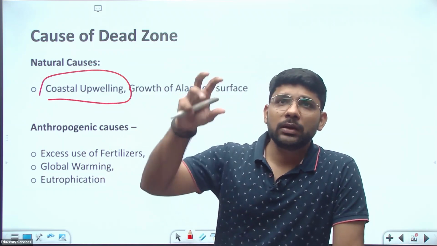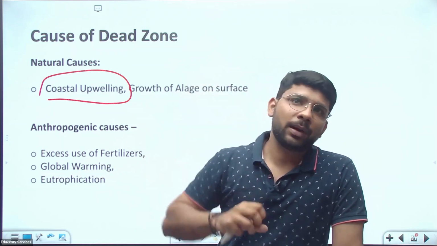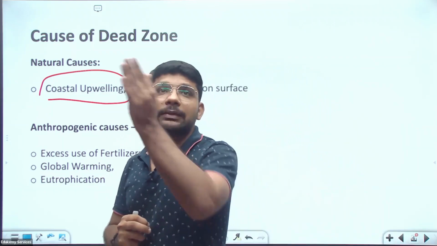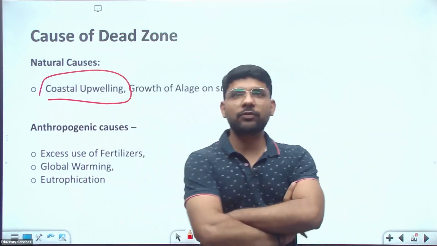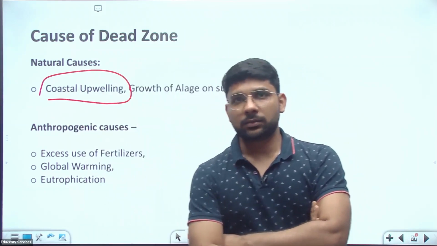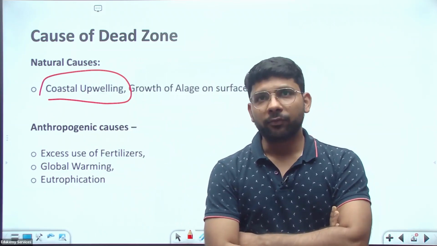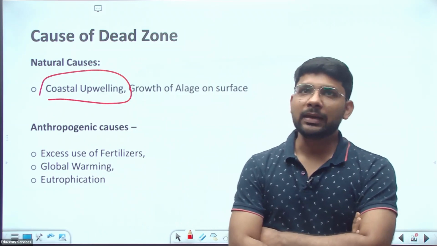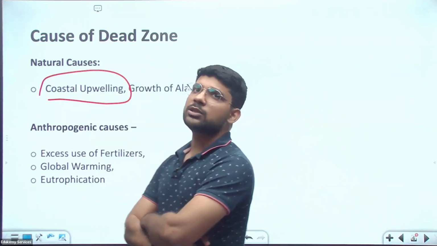That leads to a zone having a lesser amount of oxygen. That leads to the dead zone. If the oxygen level of the water decreases, the marine life will not survive. And this is a specific zone.